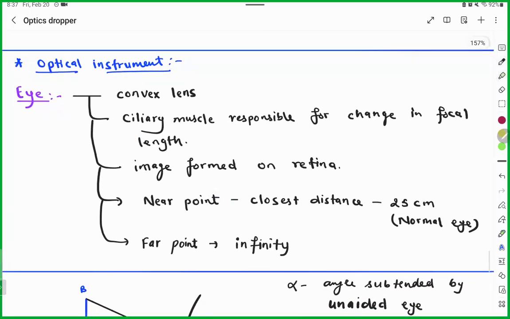We are doing optical instruments, and optical instruments means devices that magnify the image.